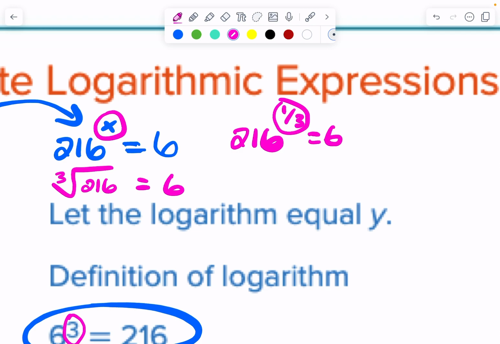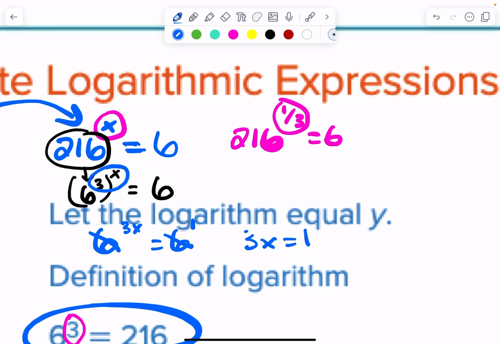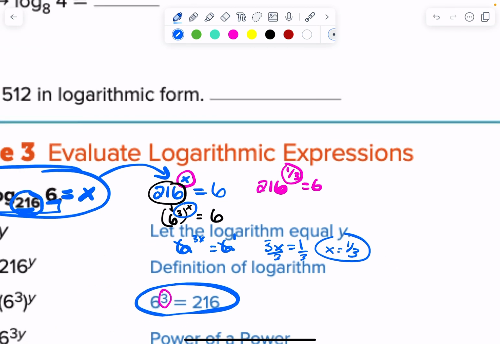Another way of thinking about this is, let me go down here. I didn't want to erase all that. Let's say 216, I rewrite it as a base of 6 to the 3rd power, right? And this is equal to 6. So kind of like what we did in the last chapter, 216 is 6 to the 3rd power, and then I combine these two, so this is 6 to the 3x equals 6. Okay, now the exponent on this one is to the 1st power, and then I can cross these off, right? So 3x equals 1, and then I divide by 3, so x is 1/3. That's another way that you can think about how to solve that.